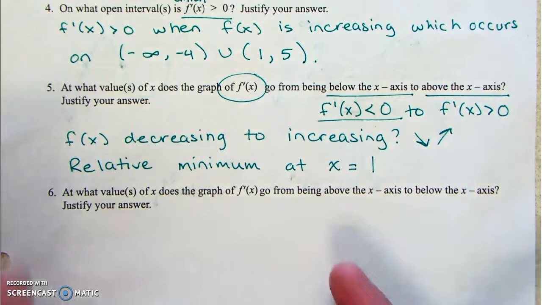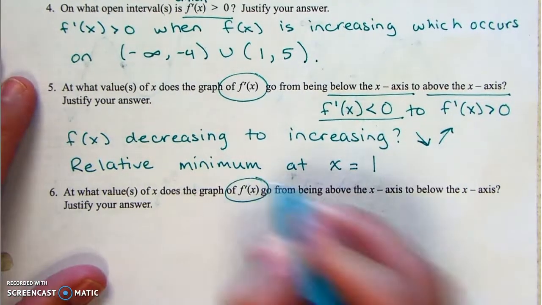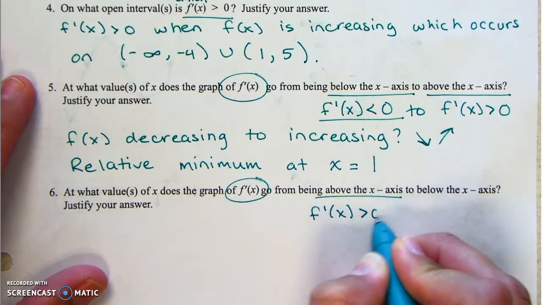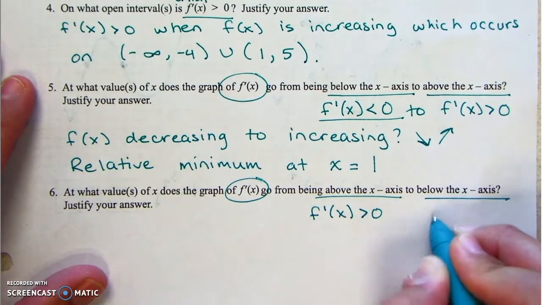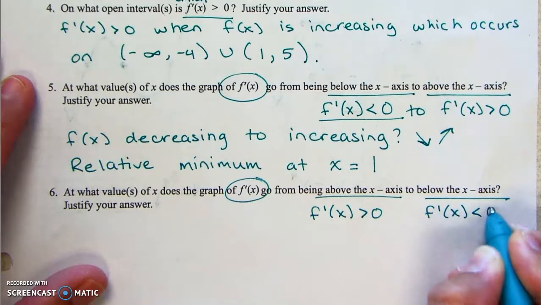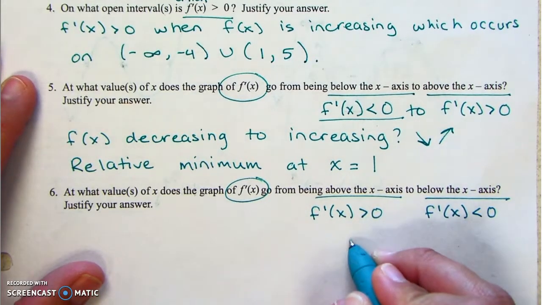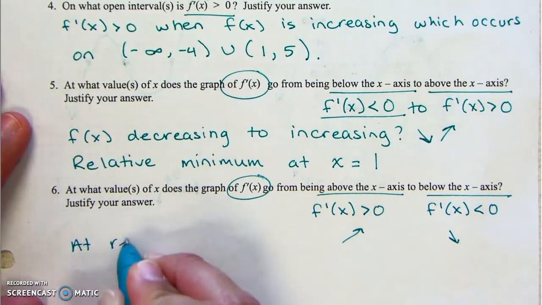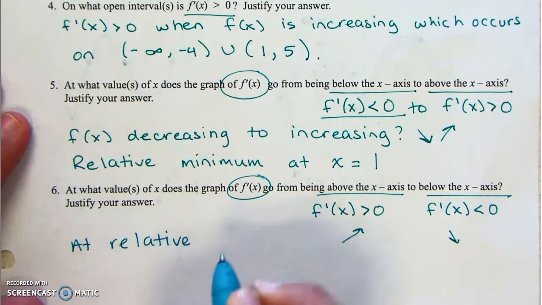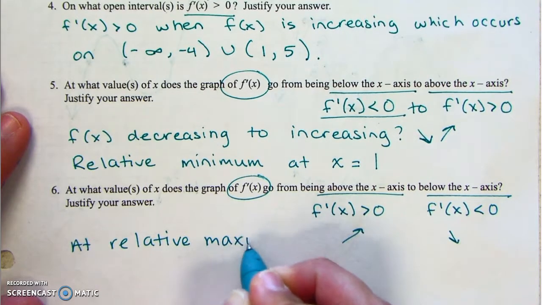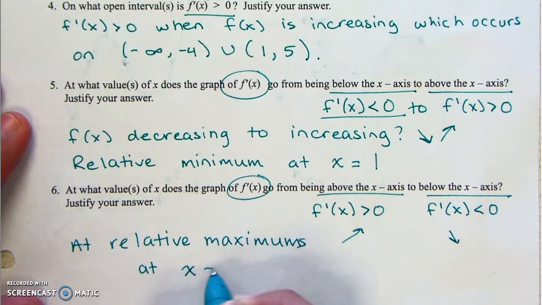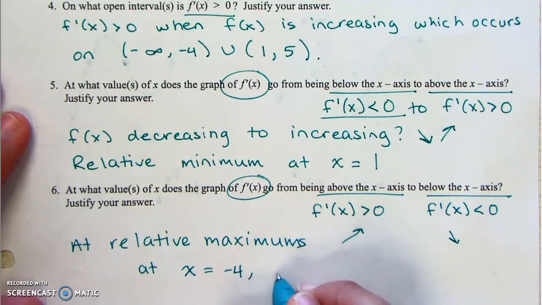So same question, but just now switched. Where does the graph of f prime go from being above the x-axis? So what you need to write is this. Above the x-axis means greater than 0. To below the x-axis means less than 0. So if the derivative switches from positive to negative, this occurs at relative maximums. X equals -4 and x equals 5.